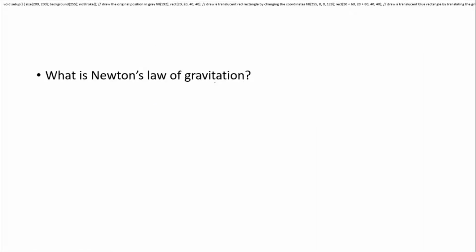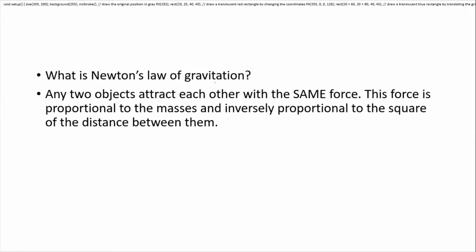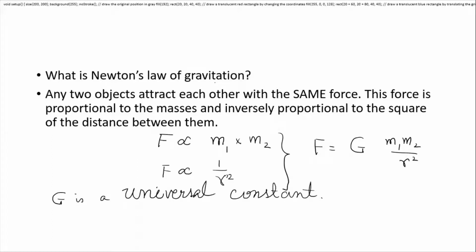The law says that any two objects in the universe attract each other with a force. This force is proportional to the product of the masses and inversely proportional to the square of the distance between them. So if you have two masses, m1 and m2, then the force is given by G times m1 m2 by r square. Here G is a universal constant of proportionality.